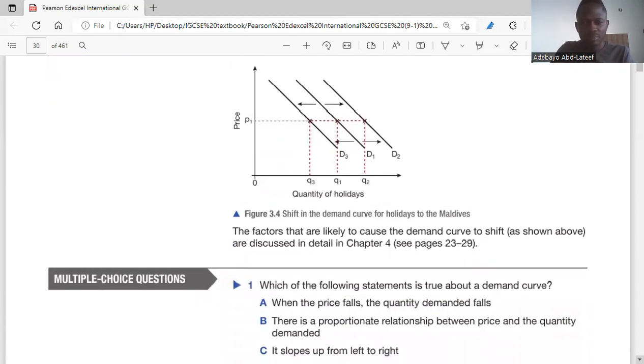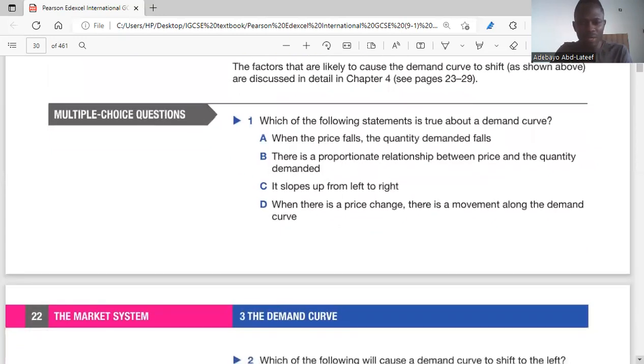Great. So the factors that are likely to cause the demand curve to shift are discussed in chapter 4. So when we get there, we'll talk about that. But up to now, we have a question. The first question says, which of the following statements is true about a demand curve? When the price falls, the quantity demanded falls. There's a proportionate relationship between price and quantity demanded. It slopes up from left to right. When there's a price change, there's a movement along the demand curve.